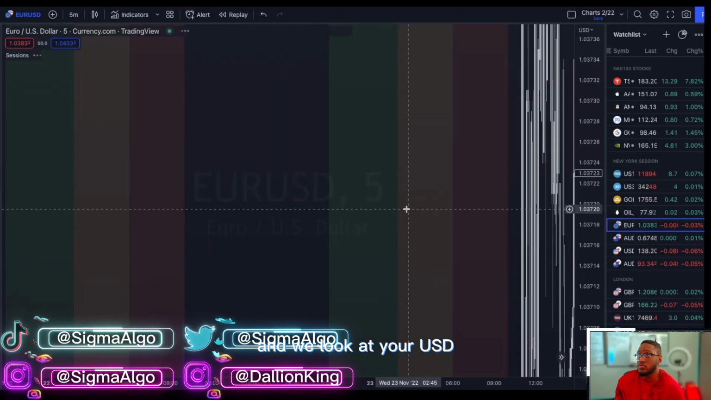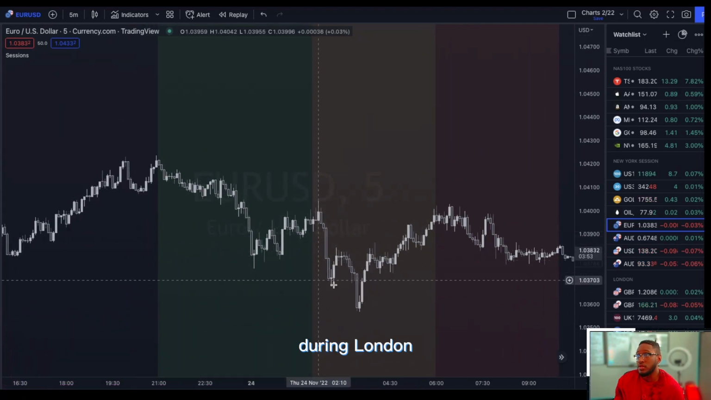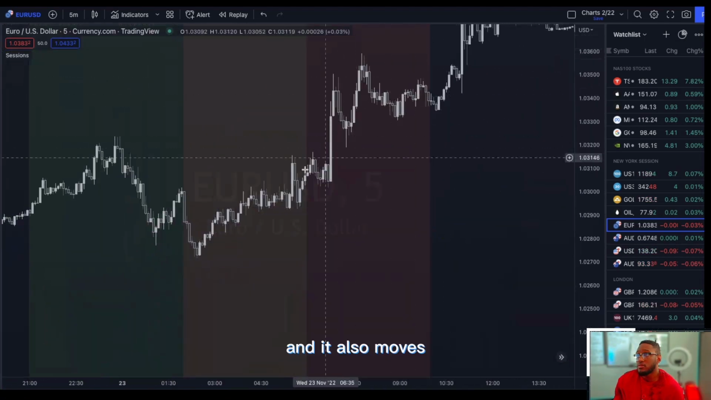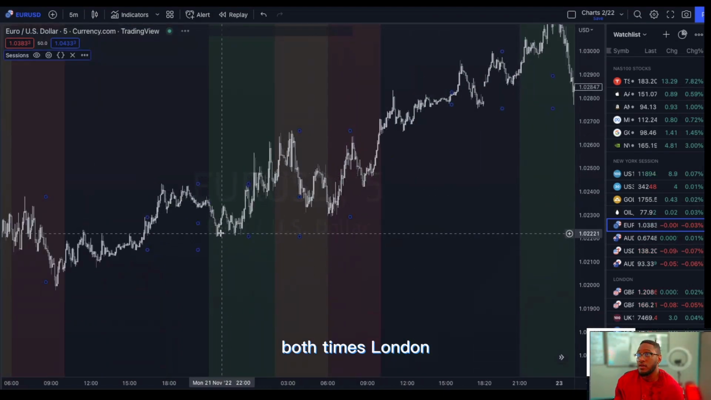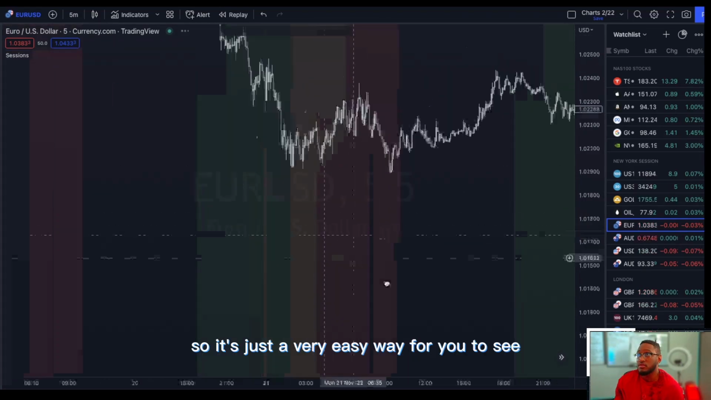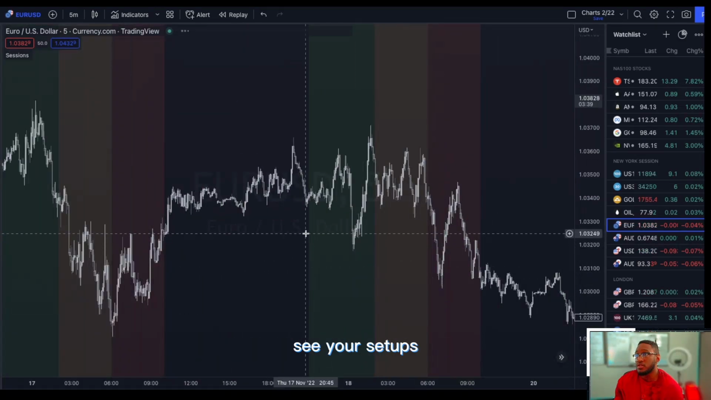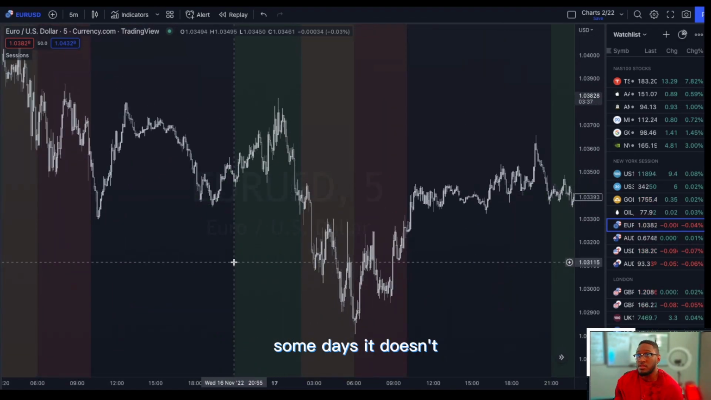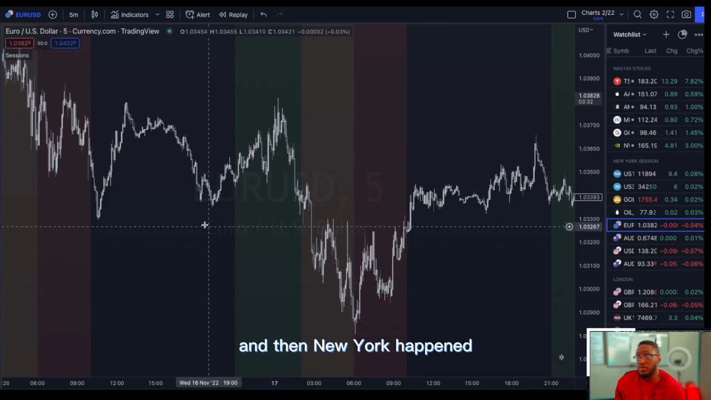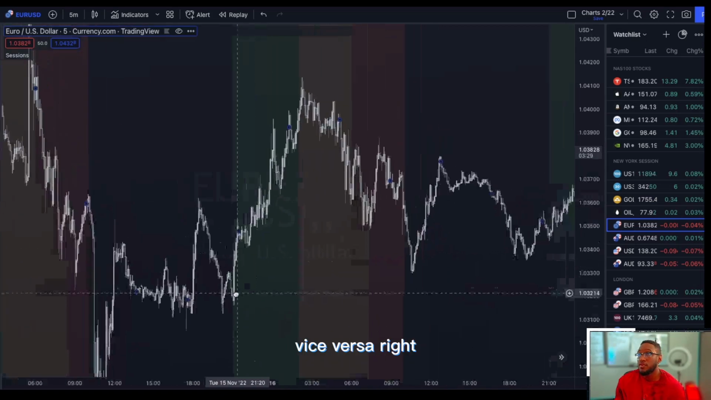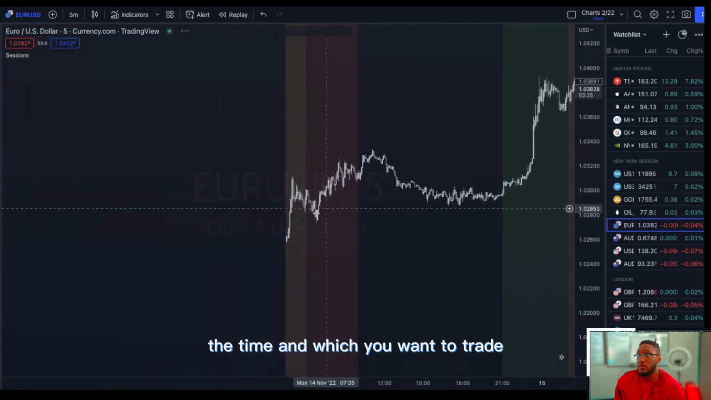If we look at Euro USD on the 5 minute, you can see that it moves well during London, and it also moves well during New York. So this is probably something you can trade at both times, London and New York. It's just a very easy way for you to see at what time you may want to get in and see your setups. Some days it may consolidate, some days it doesn't. You had a small trend in London, and then New York happened, and you got that nice trend down, vice versa. It's a very good way to visualize the time in which you want to trade.